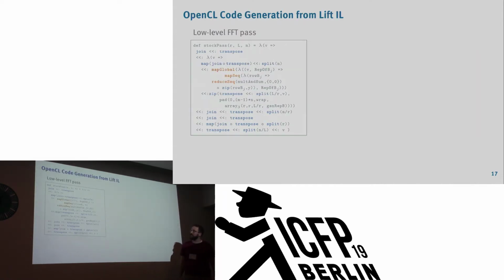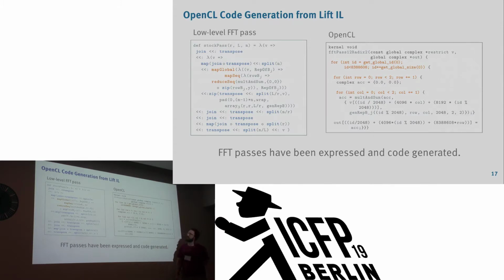From the low-level FFT parse, we can now generate code. So from this code, we can generate OpenCL code that looks like this. The for loops correspond directly to the different maps and reduces, and the joins and transposes all collapse into index computations that tell us how to access the data in the end. And this code we can now execute and we can measure the runtime for it.